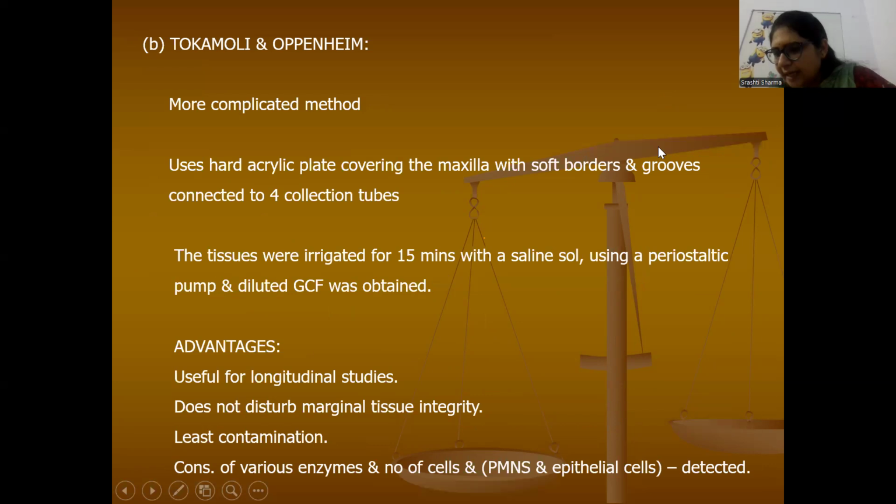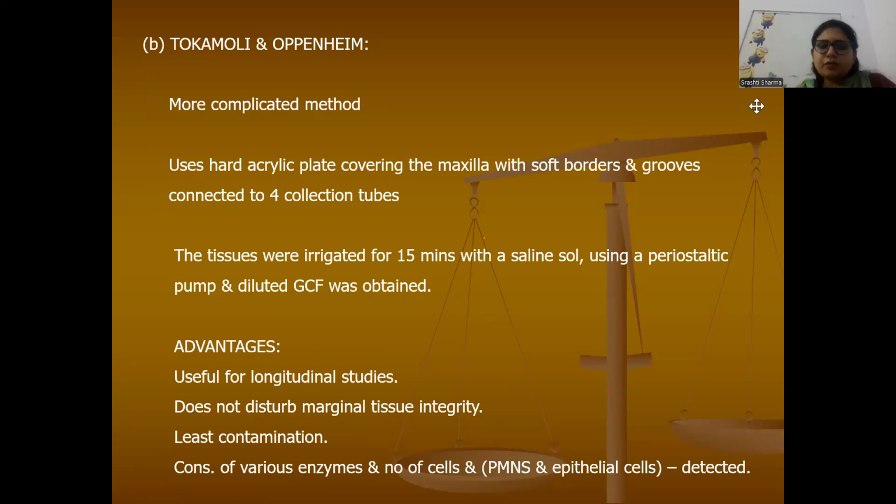So then came the Tokamoli and Oppenheim method. It is a more complicated method. It uses a hard acrylic plate covering the maxilla with soft borders and grooves connected to four collection tubes. The tissues were irrigated for 15 minutes with saline solution using a peristaltic pump, and diluted GCF was obtained.